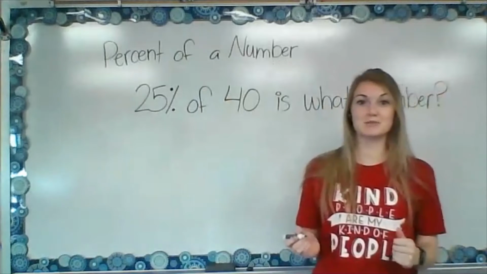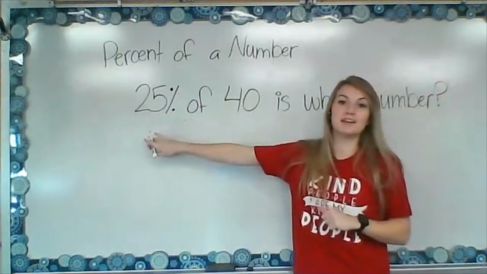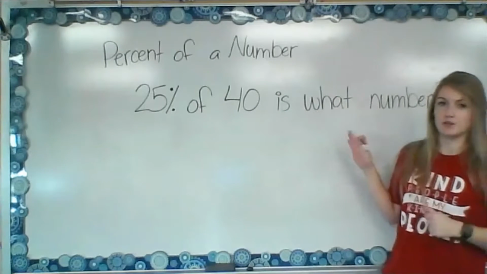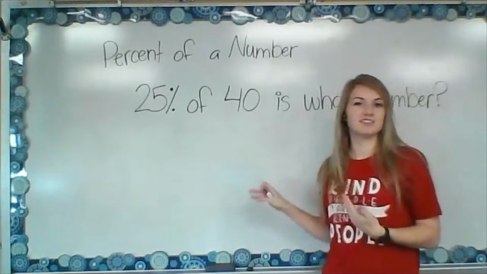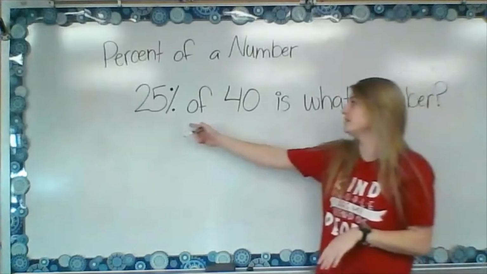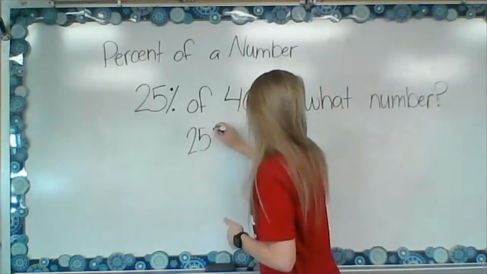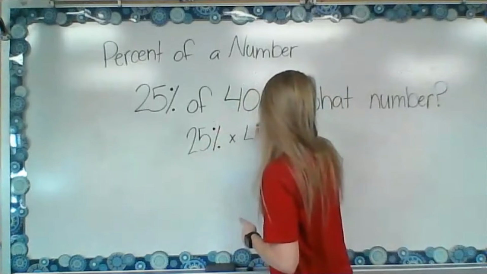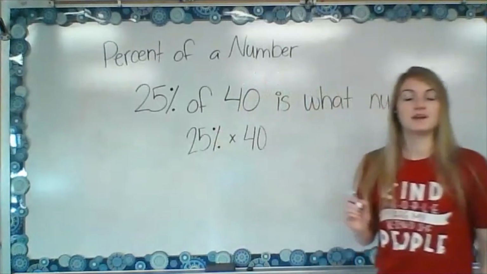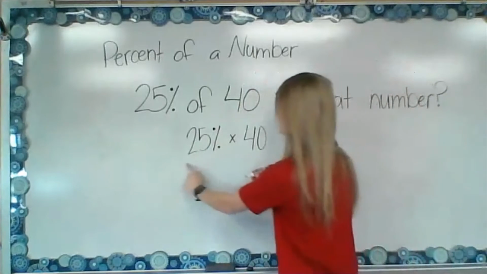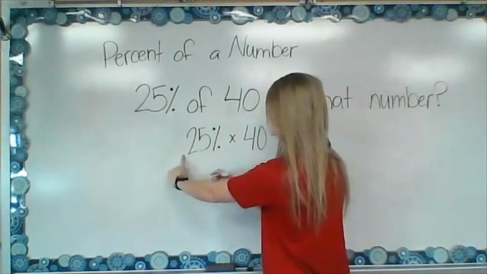Okay, I've got my next one up here, ready to go. It's 25% of 40 is what number? So again, I'm not going to draw the box out this time. We know that of means to multiply, so this is just a multiplication problem. 25 times 40. My very first step is to turn that percent into a decimal. So I'm going to change it, move it over 2 to the left.